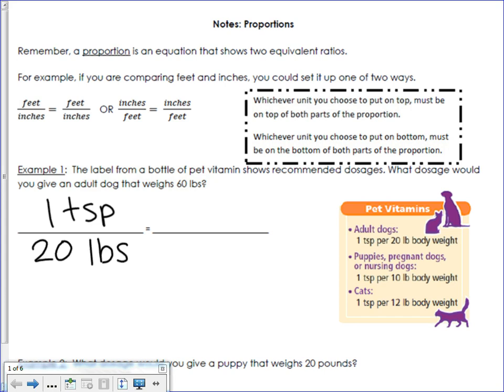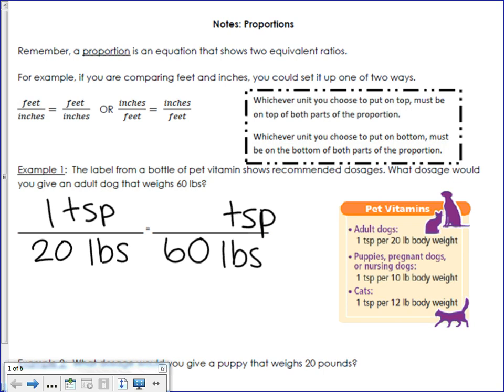Since I put teaspoons on the top, I know that on this side of my proportion I need to put teaspoons on the top, and on this side of my proportion I need to put pounds on the bottom. The question is asking, what dosage would you give an adult dog that weighs 60 pounds? So 60 needs to go on the bottom because it is telling you how many pounds the dog weighs. There are two different ways that we can solve proportions. We can find a relationship between the two proportions, or we can find a relationship within the proportion.